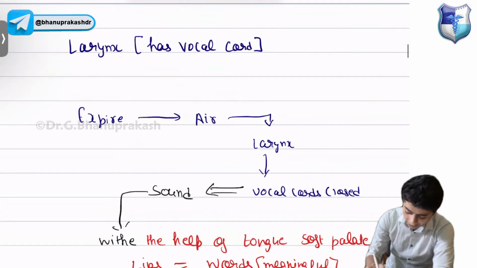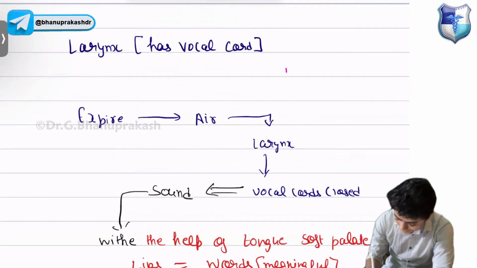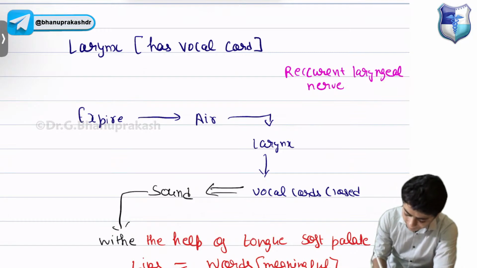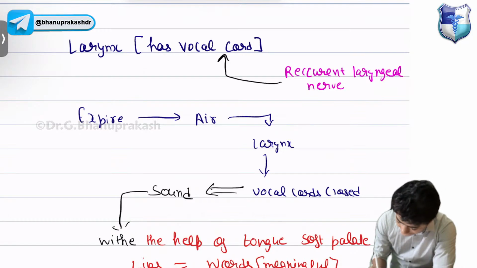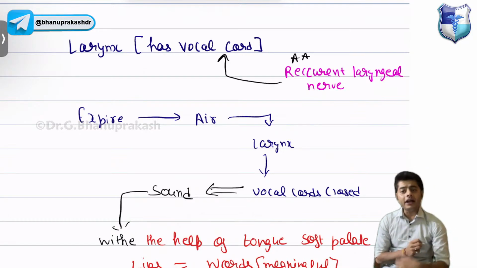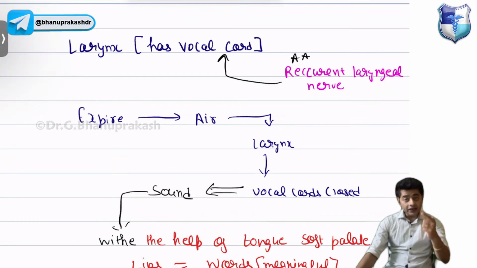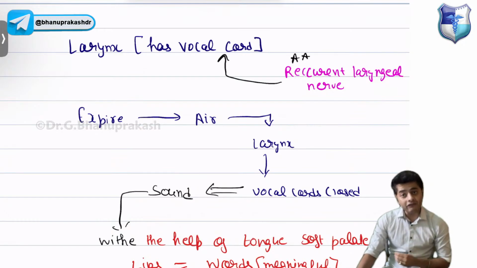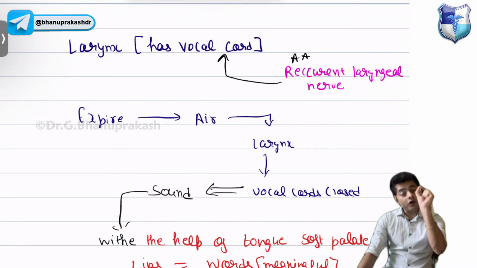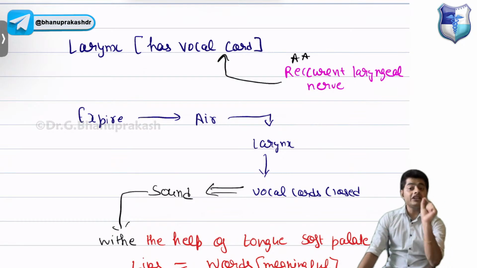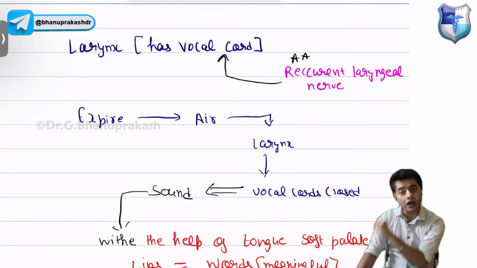Okay. So now we all know about the 9th, 10th, 11th, and 12th nerves, and that your recurrent laryngeal nerve has a supply to your vocal cord and is part of the 10th nerve. So when there is damage to the 9th, 10th, 11th, and 12th nerves, there is a problem in sound also. There will be dysphonia also.